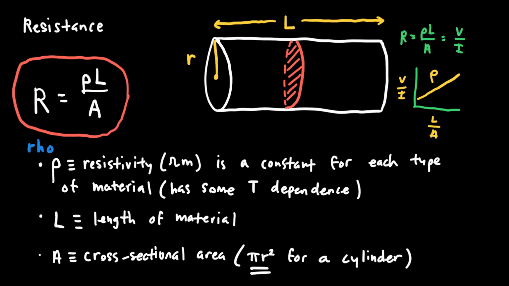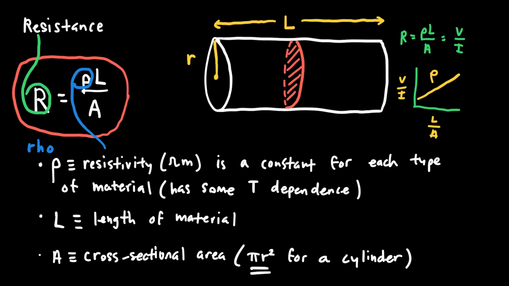One way to identify a material would be to do an experiment to measure its resistivity. Let's make sure that we know the difference between these two things. The resistivity is represented by the Greek letter rho, and the resistance is represented by the capital letter R. The resistance changes depending on the length and the area, but the resistivity is constant.